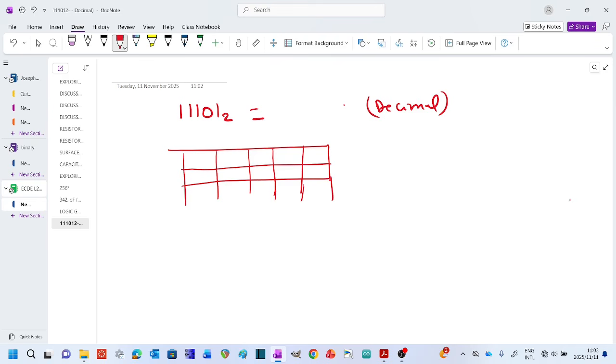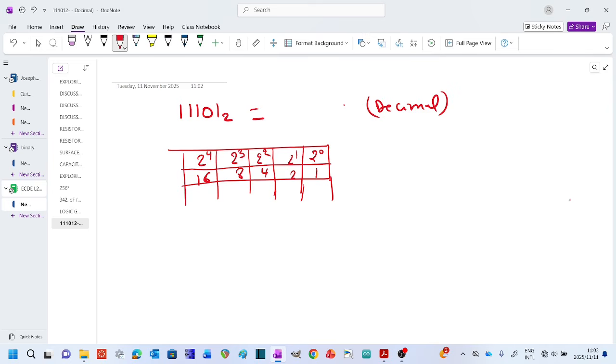And then you write to the power 0 is 1, to the power 1 is 2, to the power 2 is 4, to the power 3 is 8, to the power 4 is 16. So we have 5 digits. If you start from to the power 0, your highest is to the power 4. That is 16.